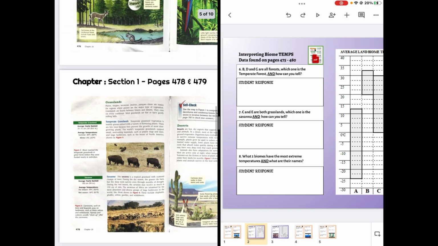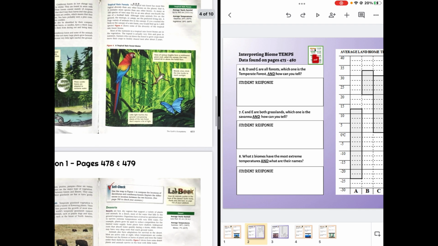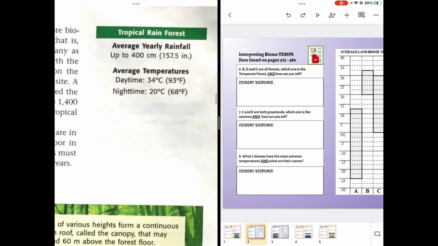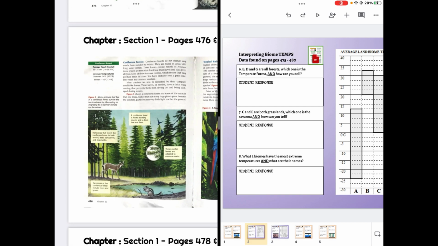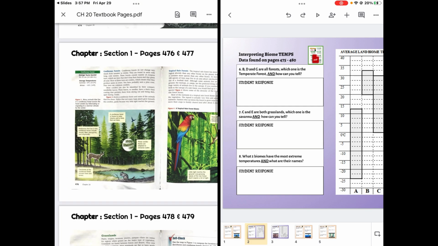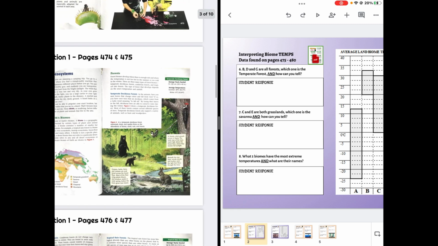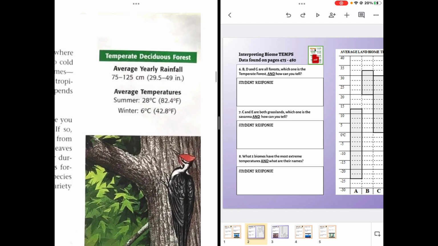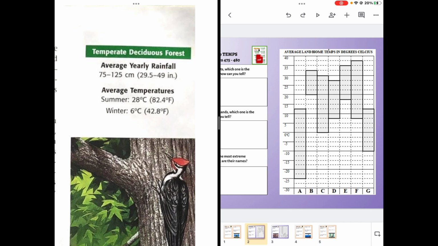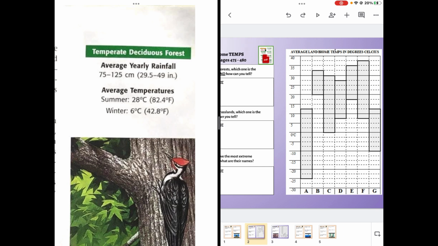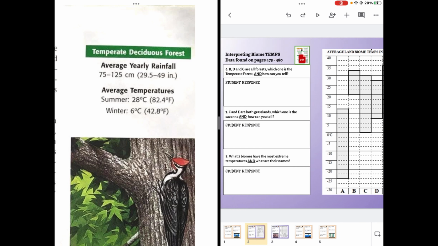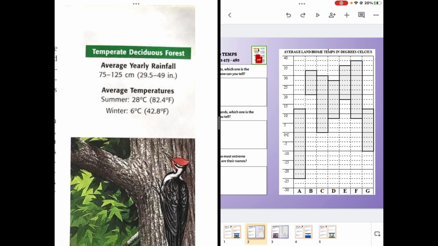We can scroll back through. Okay, so here's the tropical forest, and we can look at its temperatures. And here's the coniferous forest, and we can look at its temperatures. And here's the temperate forest, and we can look at its temperatures. And we know that B, D, and G are all forests. So we look at their columns and see if we can identify which one was the temperate forest, and then explain how we could tell. That's hard going back and forth between the book pages.